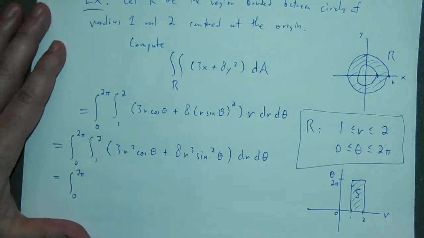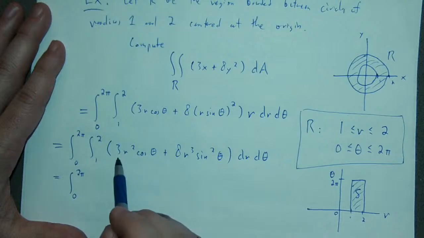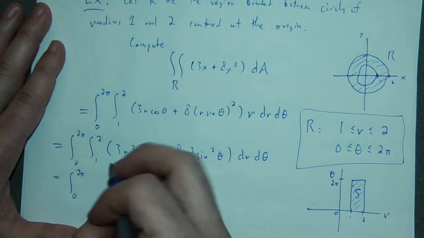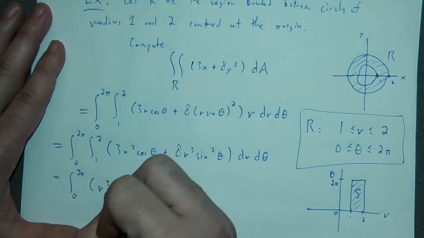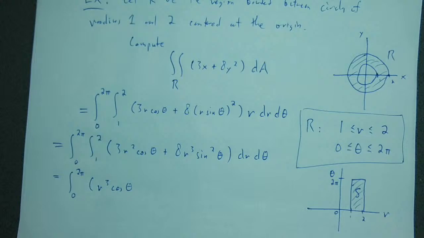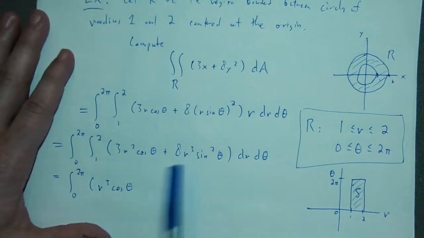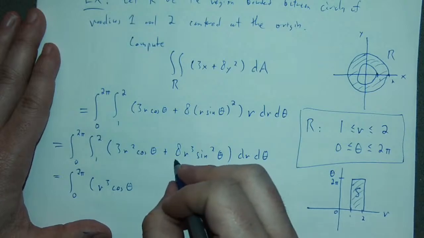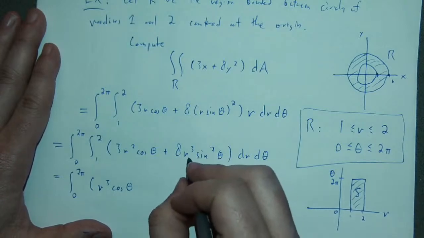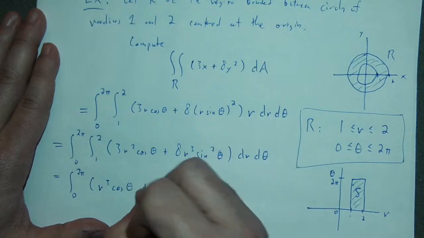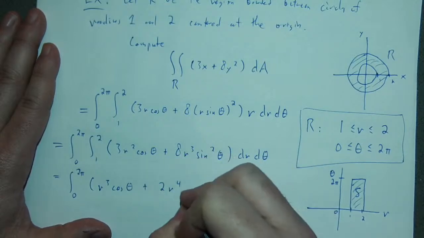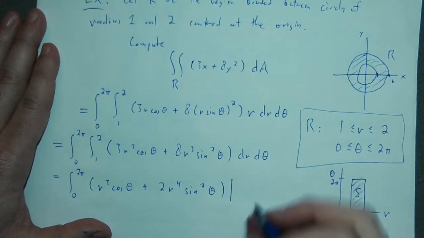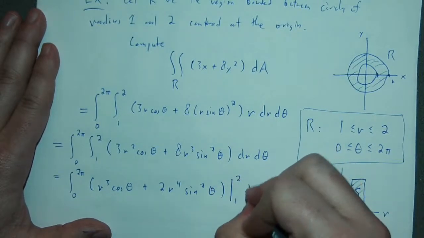Well, this would be 3 times r cubed over 3. So this is r cubed cosine theta, right, is what I get from integrating the first term. Second term, I have 8r cubed. That is going to become plus 2r to the fourth sine squared theta. And that, of course, is evaluated from 1 to 2 d theta.